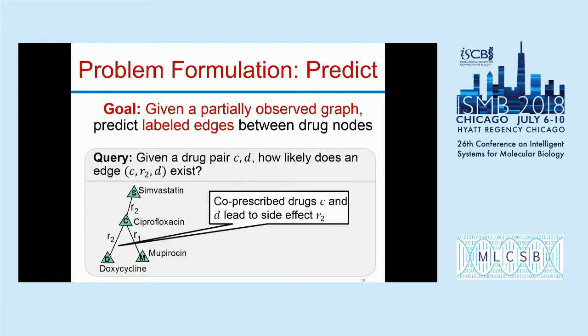So using this mathematical formulation, we can reformulate our goal essentially by saying, given a partially observed graph where certain edges are missing, and these correspond to side effects of our drug pairs, we want to predict labeled edges between drug nodes. So a query of the system is, given a drug pair C, D, how likely is it that an edge C, D, which is of type R2, would exist between those 2 drugs.